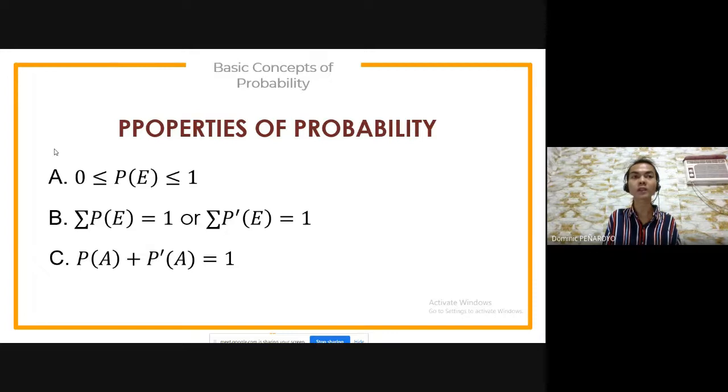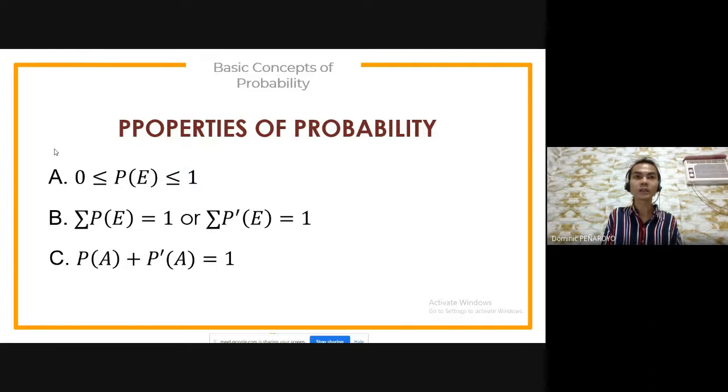Like for example, again, rolling a die, with the event of getting an odd number. The probability of getting an odd number is 3 over 6, because the denominator is the cardinality of the sample space, which is 6, and the odd numbers in rolling a die are 1, 3, and 5, a total of 3. So that's 3 over 6.